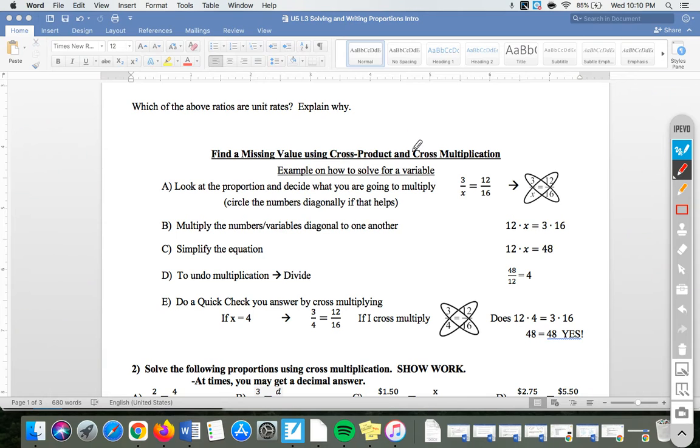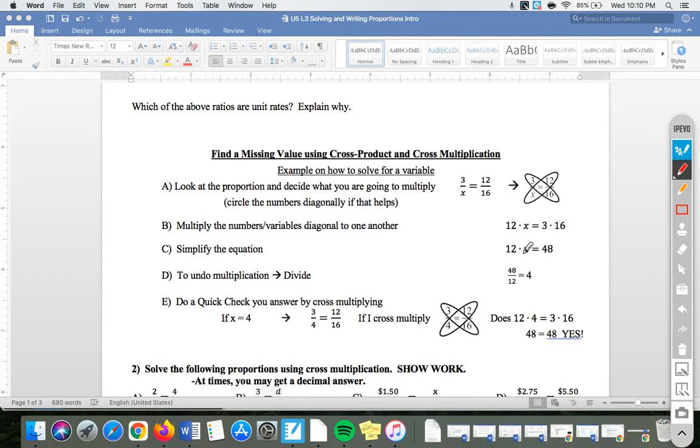But using cross multiplication, we can look at the proportion and make sure that you know what numbers you're multiplying by one another and where your variable is at. So you're going to multiply diagonal. That's why it's called cross multiplication and cross products. So 3 multiplied by 16, on one side, doesn't matter which side, is going to be equal to 48. 12 multiplied by x is just 12x.